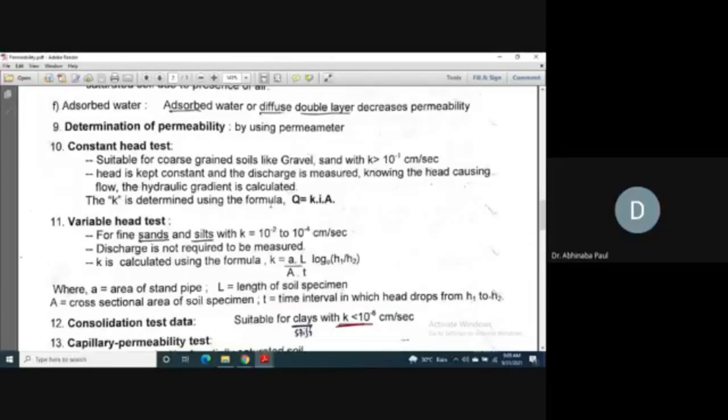Now how do we find permeability? We have two main types of test. For gravel and coarse grain soil, we use the constant head permeability test, and the formula is Q = KIA. However, the variable head test is used for fine sand and silts, and the formula is K = aL divided by At log e (h1 by h2).